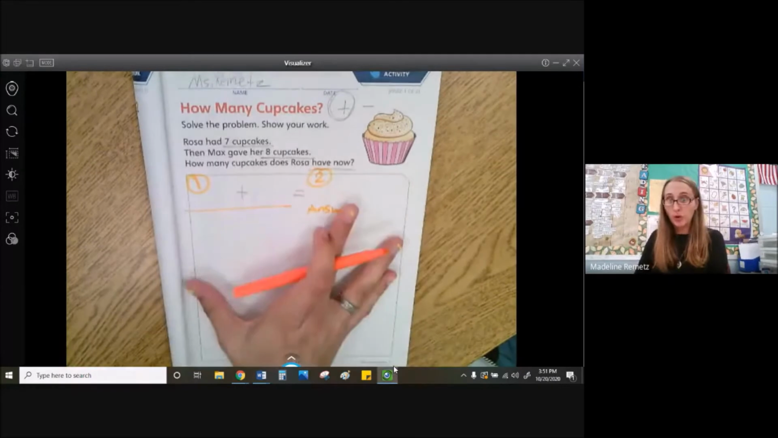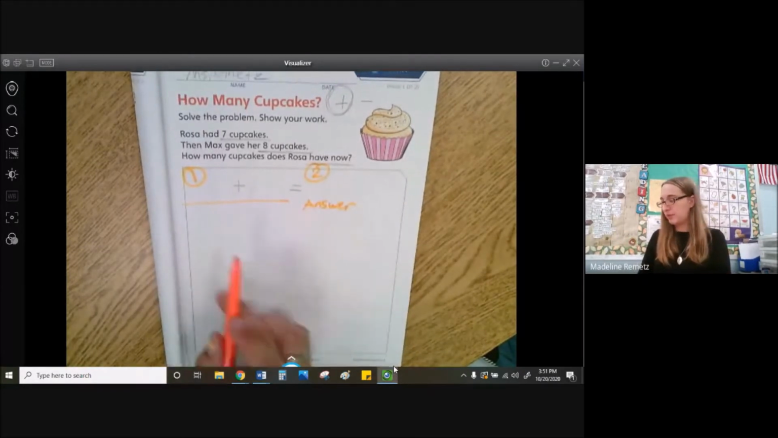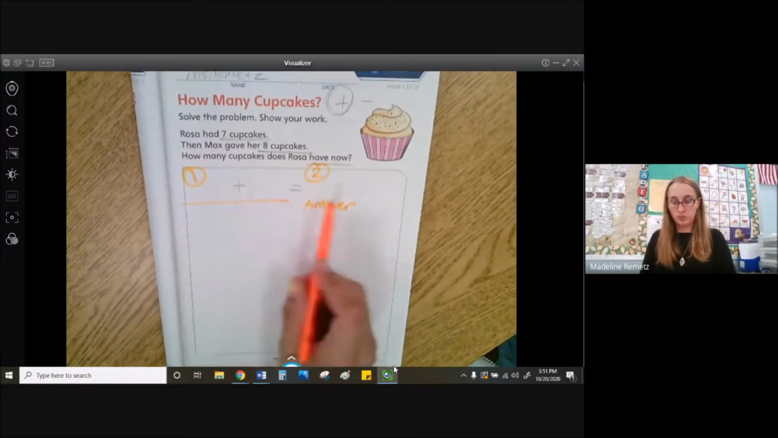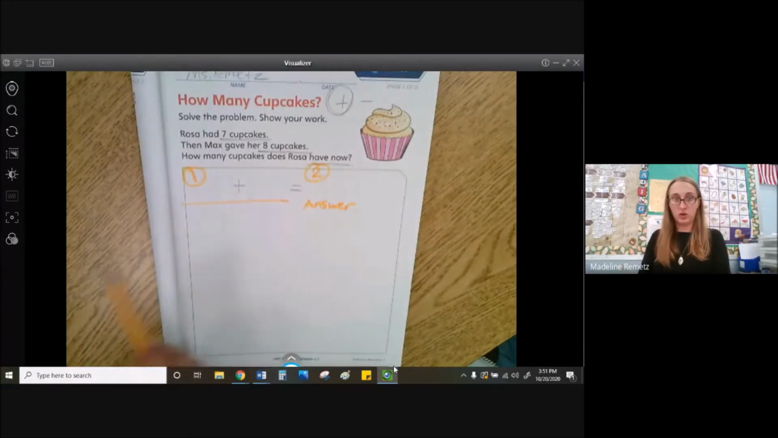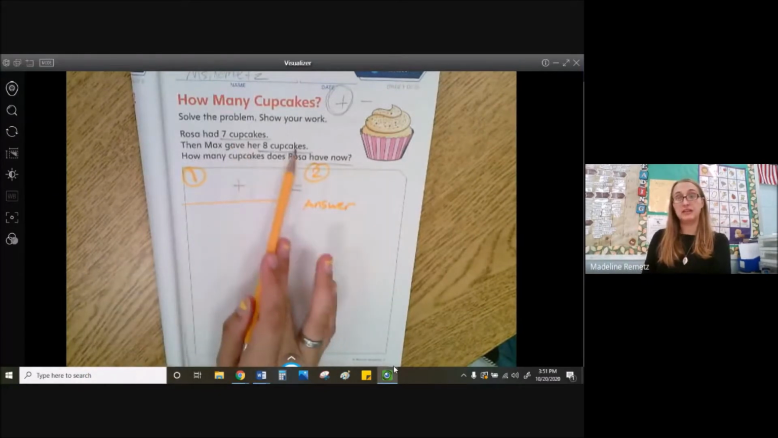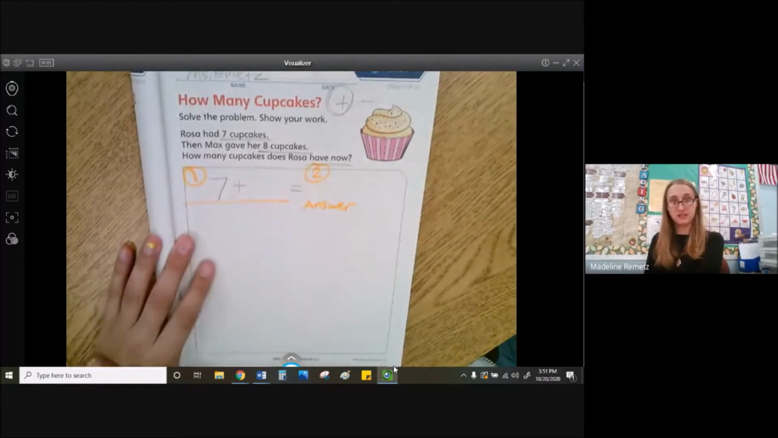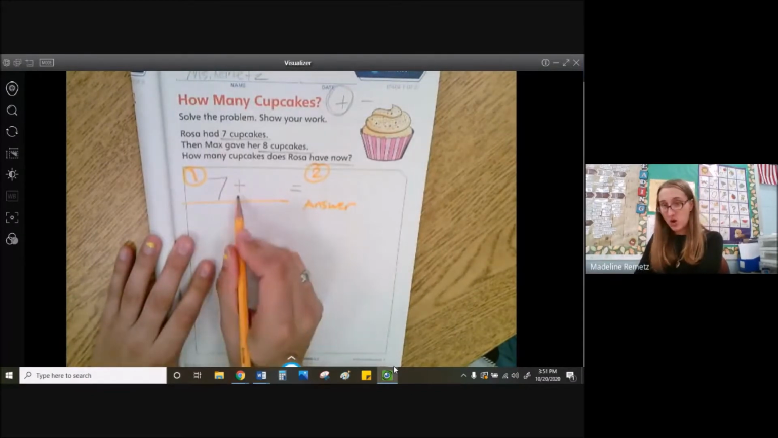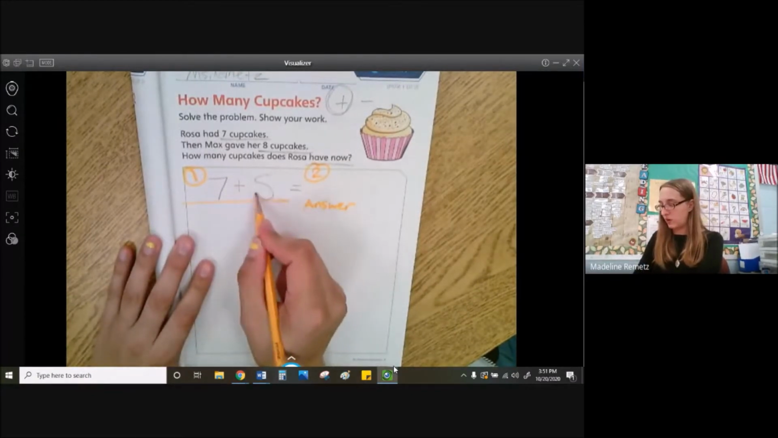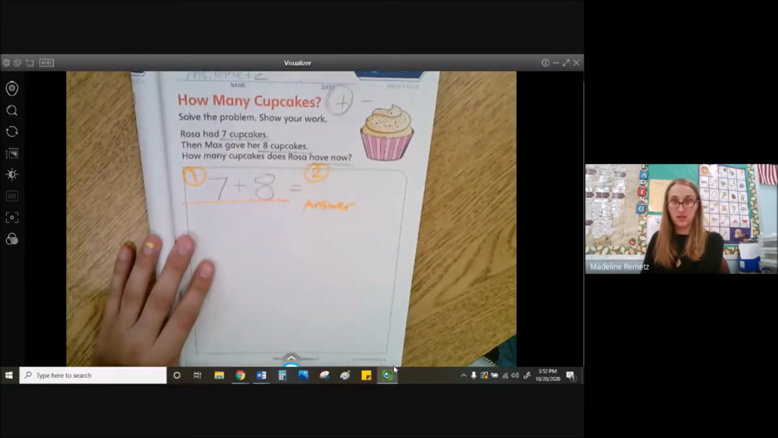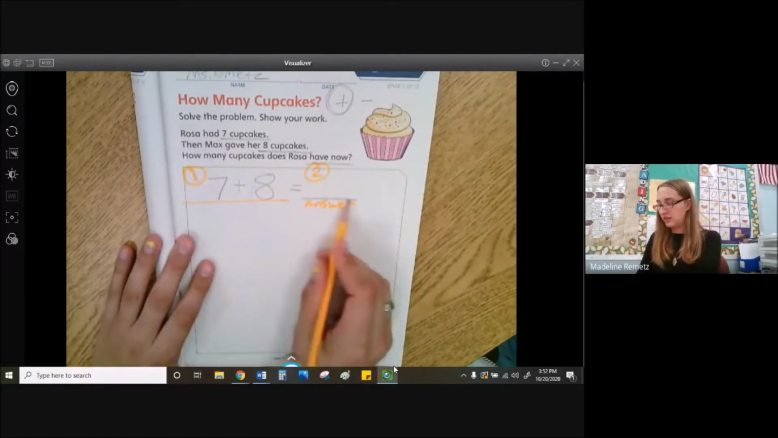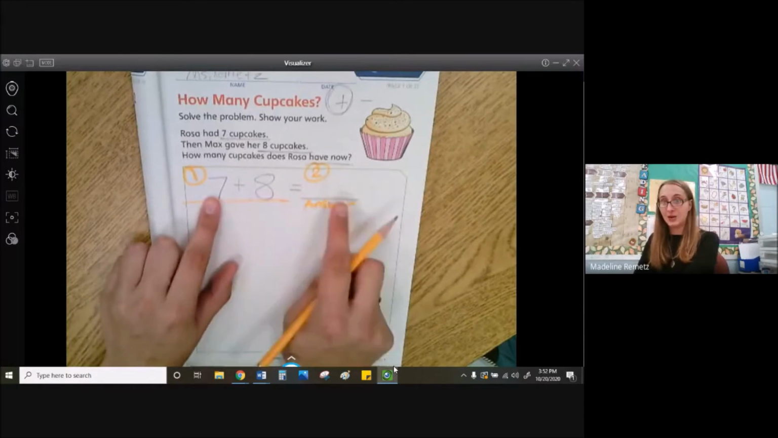And you can get 2 more points, and I'll show you how to get them. But first, we need to get our 2 points. We need to know the equation and the answer. I look for the number in the story to make my equation. Rosa had 7 cupcakes. Then she added on, so she got 8 more when Max gave them to her. Now the answer is 7 plus 8. That's how I'll get my answer.